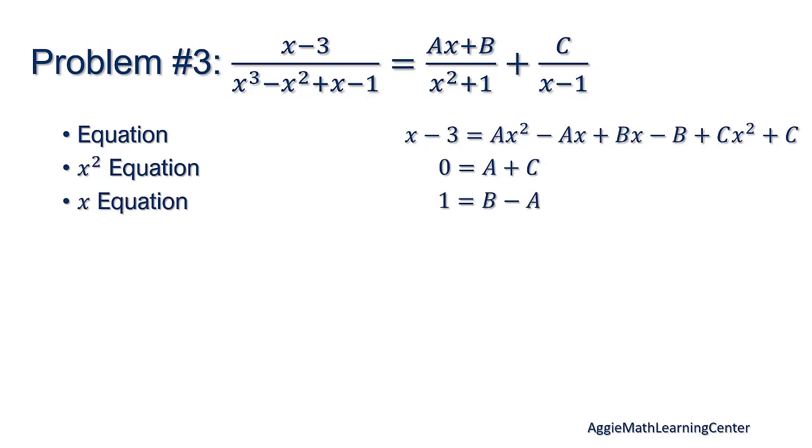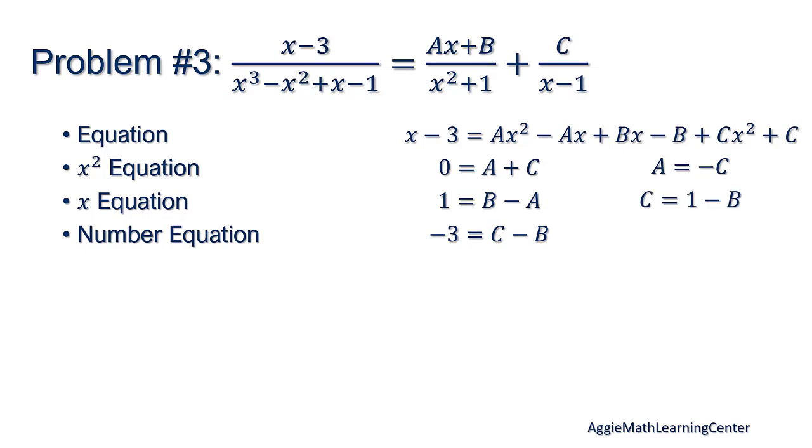We also know that there is 1x on the left and b minus a x's on the right, giving us 1 equals b minus a. There is also a negative 3 on the left side and c minus b on the right, giving us the equation negative 3 equals c minus b. We now have 3 equations and 3 unknowns, allowing us to solve the system of equations. In the first equation, we can say that a equals negative c. If we plug in negative c for a in the second equation, we will get 1 equals b plus c.